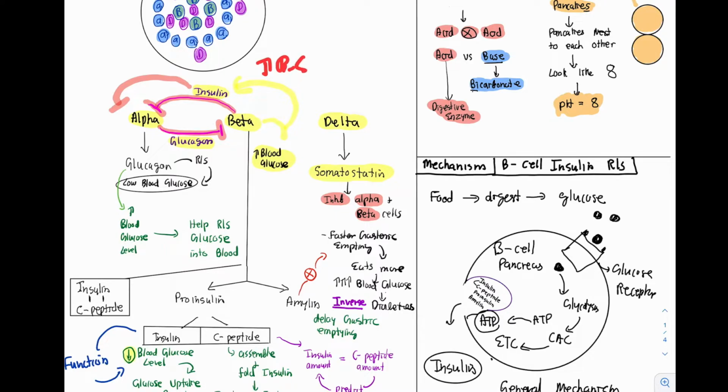of insulin. And the alpha cell is activated when there's a low blood glucose level. When there's a low blood glucose level, glucagon is secreted, and glucagon increases the blood glucose level.